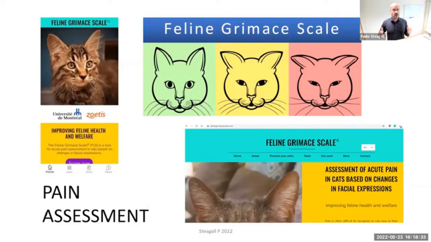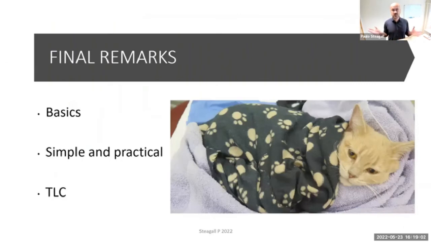We talked a lot about treatment and building the analgesic protocol. One fundamental thing about the analgesic plan is also making sure that our treatments are working. So pain assessment must be part of that. So I invite you also to visit the Feline Grimace Scale website to learn more about it, or download the application for both iOS and Android, in Spanish, French, and English. My final remarks here.